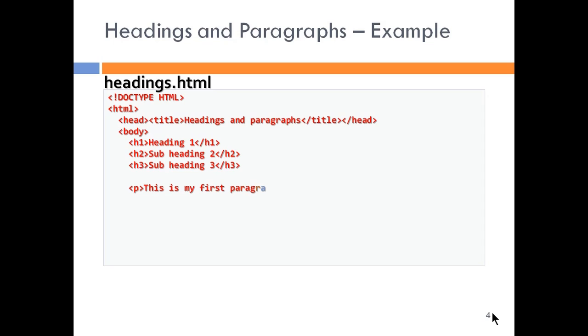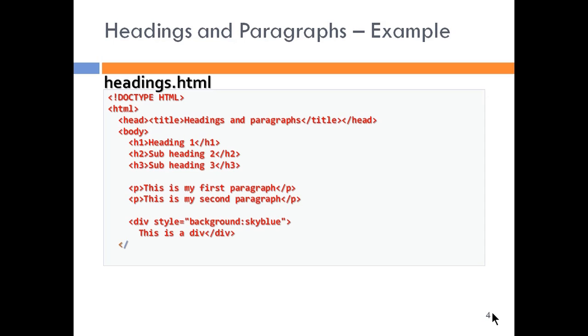Below that, the HTML tag opening, then the head tag, in the head tag title, headings and paragraph. Title close, head close. Then we have written the body tag. In the body tag, first we are using h1 heading 1, h1 close, h2 subheading 2, h2 close, h3 subheading 3, h3 close. Below that, in the body, we are writing the paragraph. This is my first paragraph, slash p. This is my second paragraph, slash p.